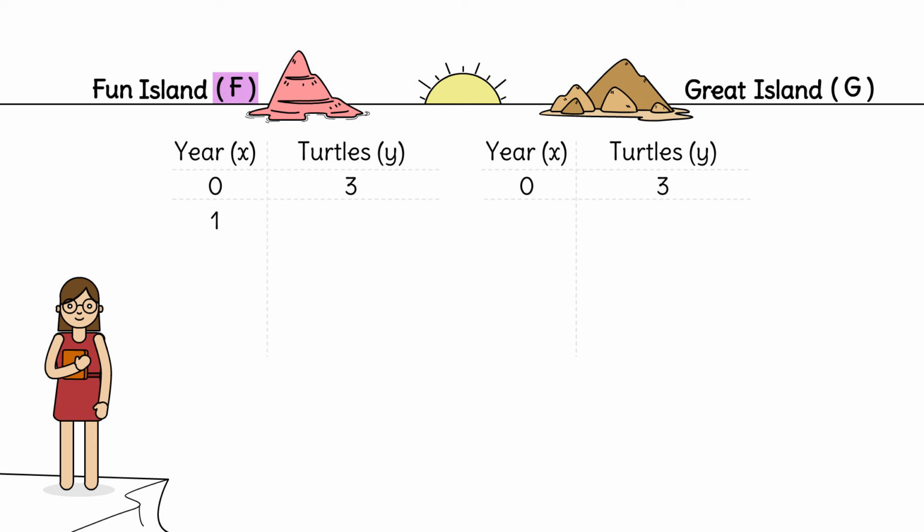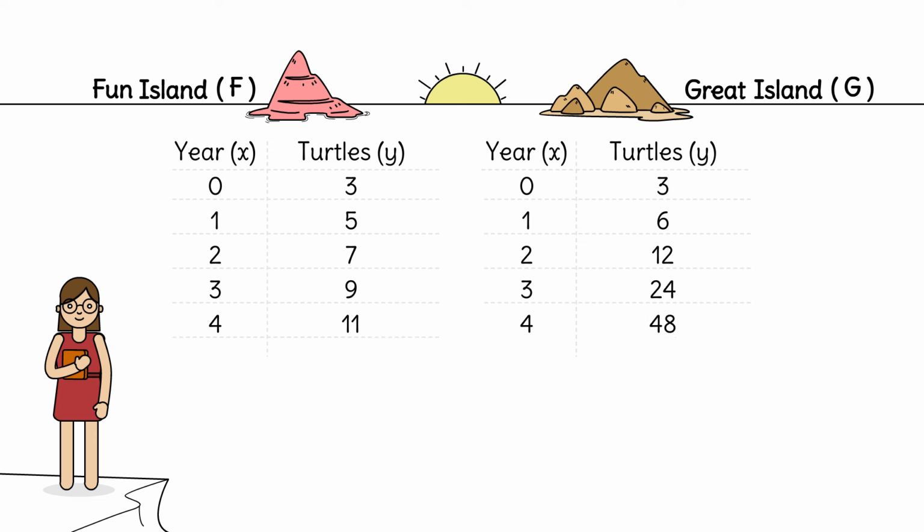Wow, the turtles on F have increased to 5, and the turtles on G have increased to 6. A year later, and the turtles on F have increased to 7, while the turtles on G, wow, have increased to 12. She keeps checking year after year, and this is the data she collects. Can Sally find some patterns?